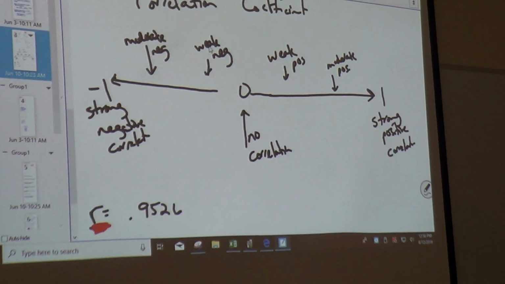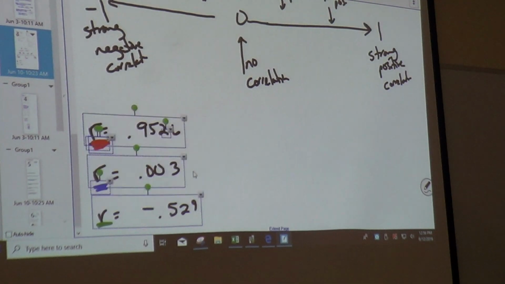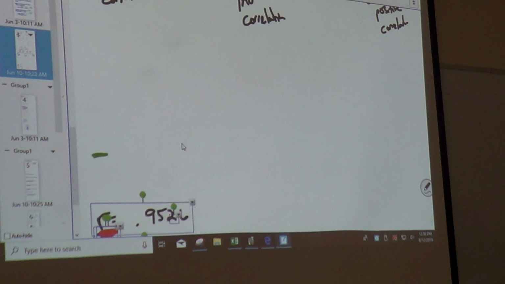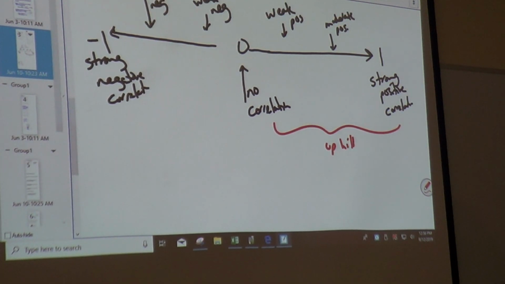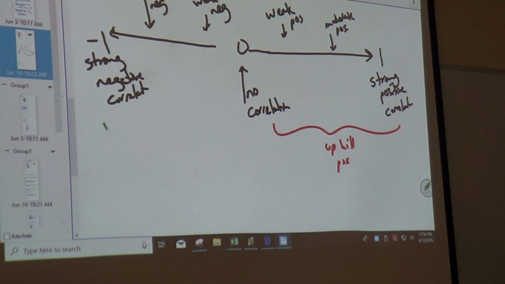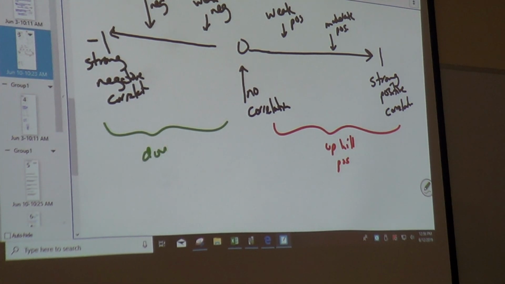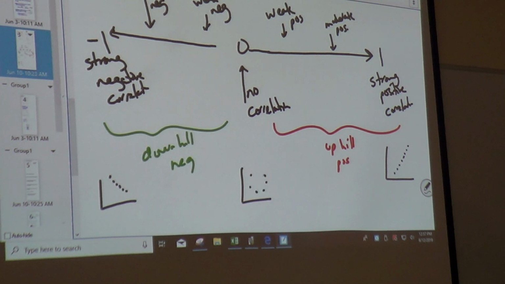So when I'm looking at these, all this means is that it's uphill because it's positive. And these just mean that it's downhill because it's negative. But when I get closer to 1, that means it's more linear uphill. And when I get closer to -1, it means it's more linear downhill. And the closer I get to 0, it's just a cluster. It doesn't look like anything.